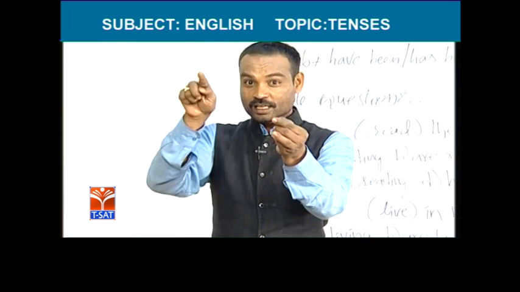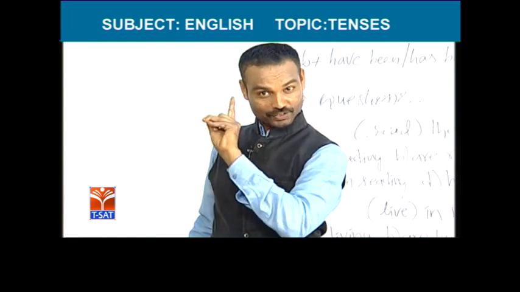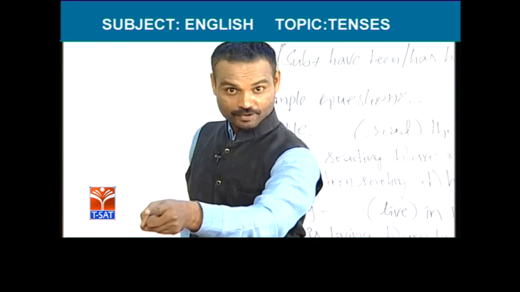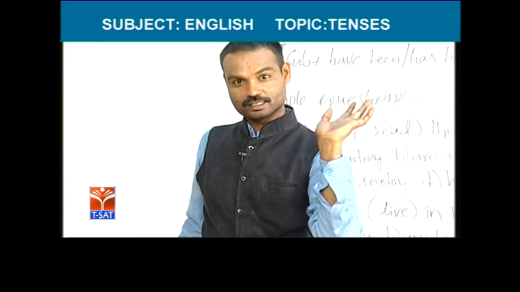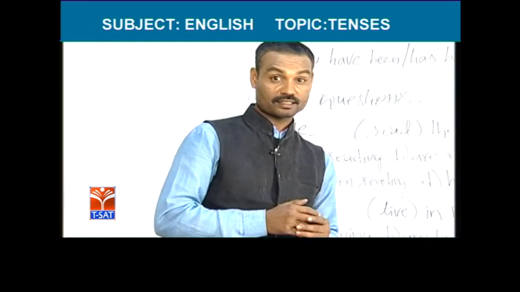You are not taking coffee with Kajal now. It is called a negative sentence. Are you taking coffee with Kajal now? It's an interrogative sentence. Aren't you taking coffee with Kajal now? It is called a negative interrogative sentence. So like this, four types of sentences are there, like other tenses.